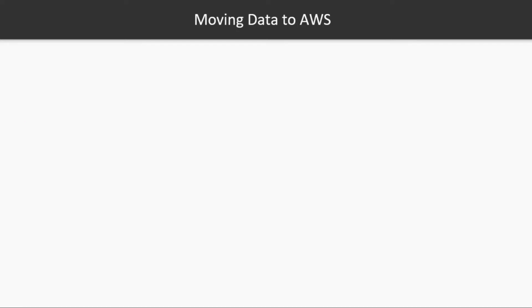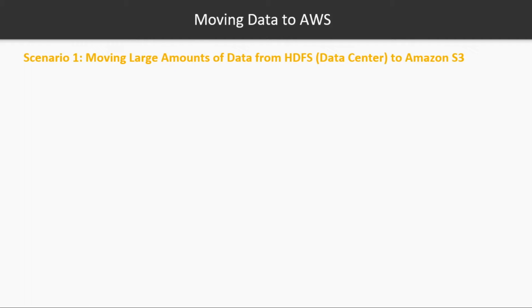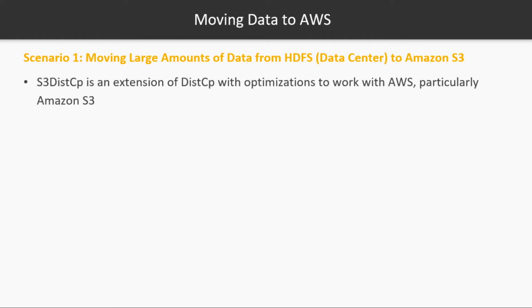A number of approaches are available for moving large amounts of data from your current storage to Amazon S3, or from Amazon S3 to Amazon EMR and the Hadoop Distributed File System. Scenario 1: Moving large amounts of data from HDFS to Amazon S3. S3DistCp and DistCp can help you move data stored on your local data center HDFS storage to Amazon S3. S3DistCp is an extension of DistCp with optimizations to work with AWS, particularly Amazon S3.